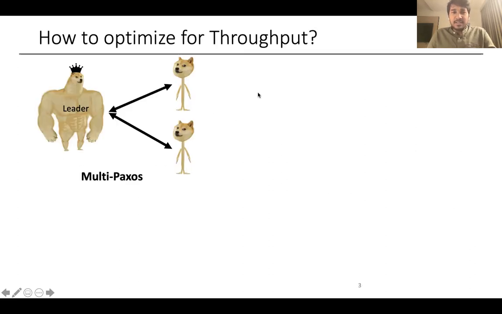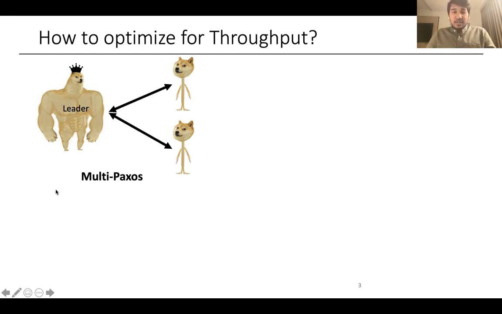Let us consider a simple example of a replication protocol like MultiPaxos. As you can see in the image, in the case of MultiPaxos, the leader does most of the work by talking to the clients and also trying to replicate their requests. And at one point, it becomes a bottleneck of the system. So how do we optimize a replication protocol like this?